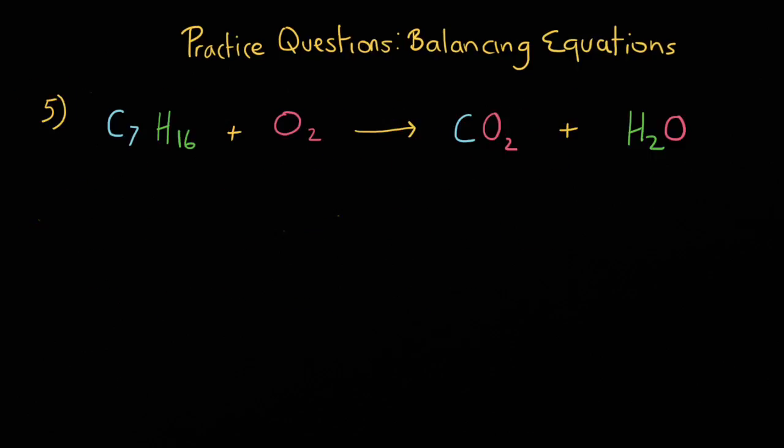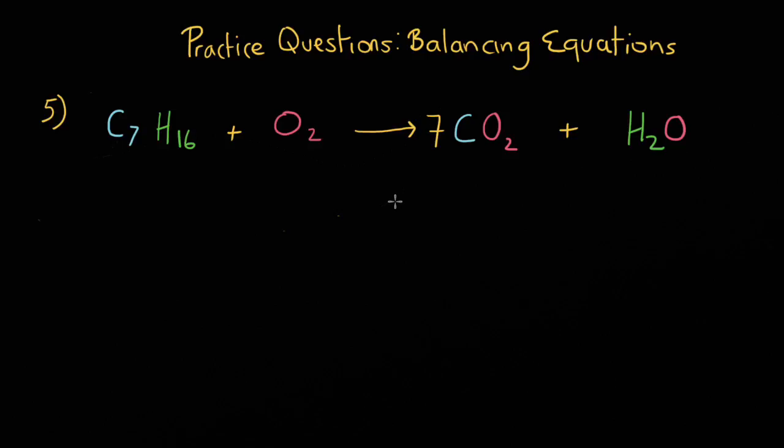Okay, so here we are with question 5, which involves the combustion of a hydrocarbon. Once again, press pause, have a go, come back, and we'll see how you've done. Okay, so let's begin. With hydrocarbons combusting in oxygen, the first step is to begin with carbon on the left-hand side. So here we can see we have 7 carbons, and on the right-hand side, which is the second step, you need to balance the number of carbons on the left by placing a number here. And of course that number is going to be the number 7.